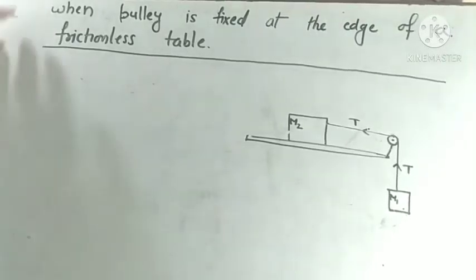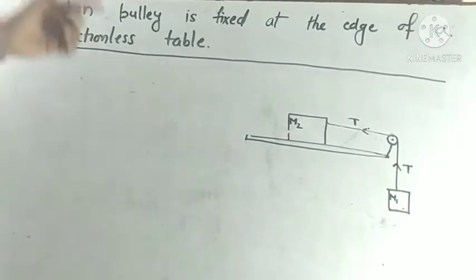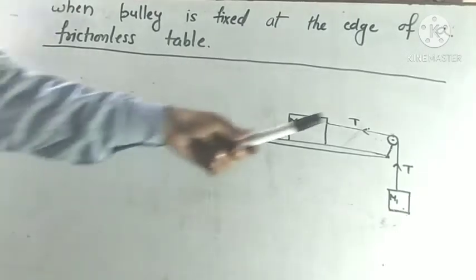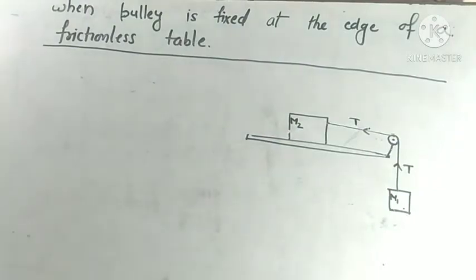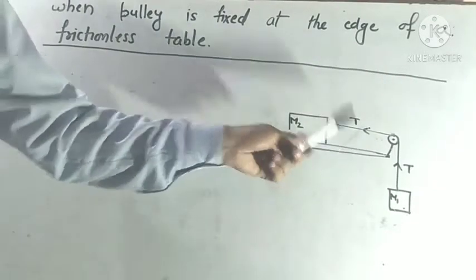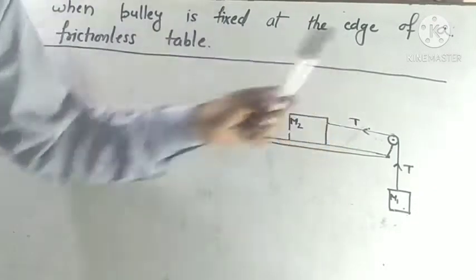So today our topic is: when a pulley is fixed at the edge of a frictionless table, then we have to find the tension T in the string and the acceleration. Okay, so here we take a table and we fix a pulley at the edge of a frictionless table.